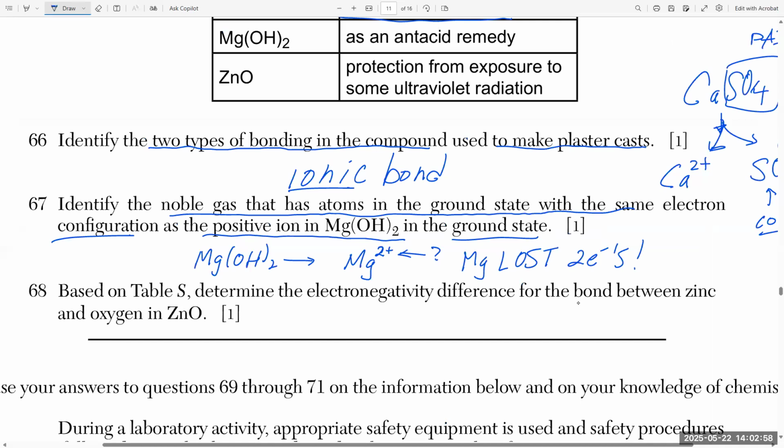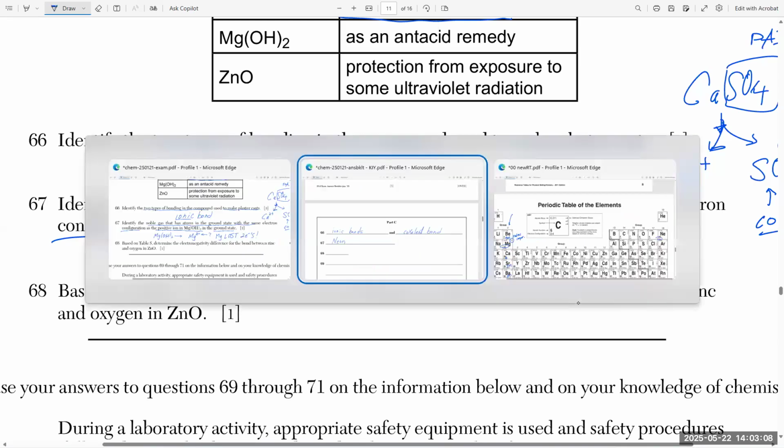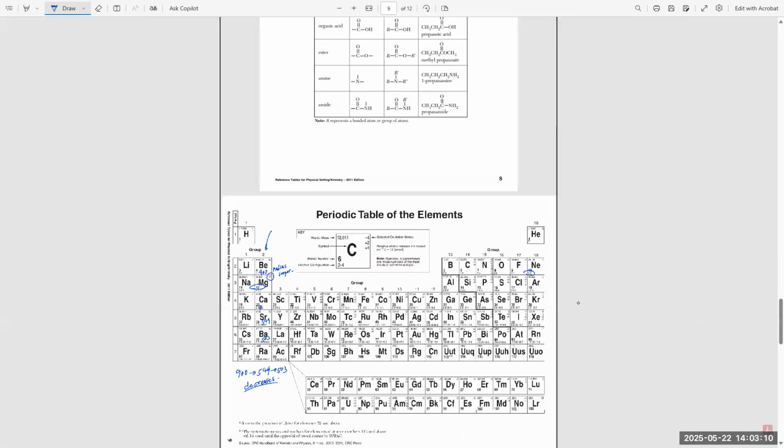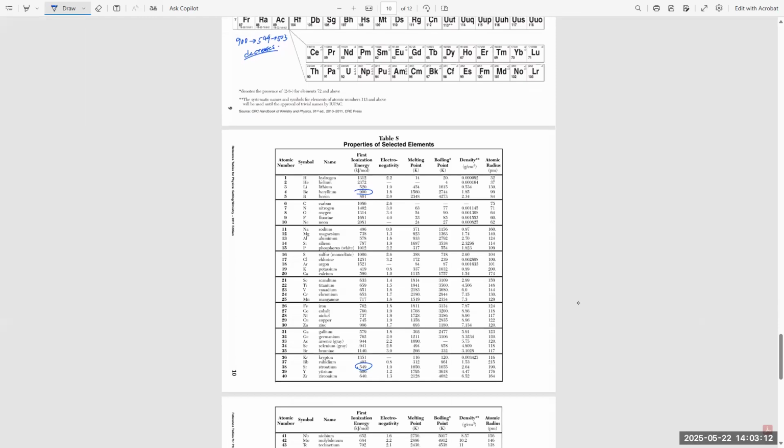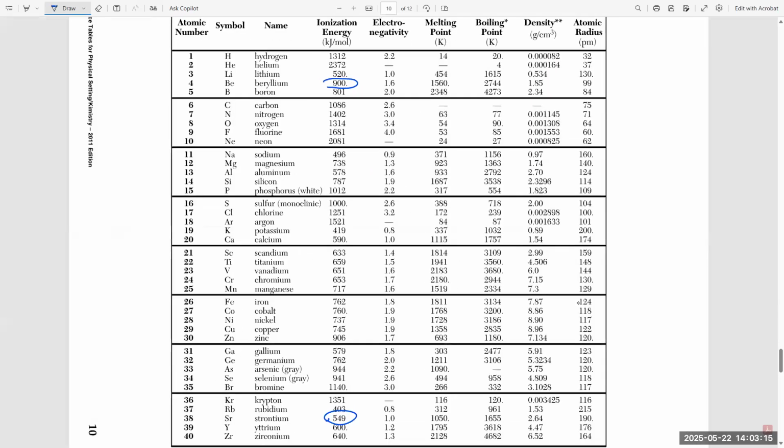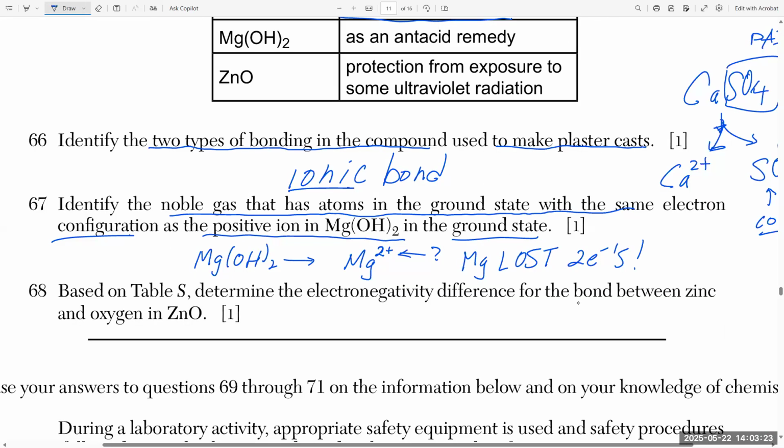Based on table S, I don't know what that is, determine the electronegativity difference for the bond between zinc and oxygen in ZnO. Okay? Based on table S, I think that's the table after the periodic table, right? Pretty sure, right? Now, I already circled it for you guys, right? Beryllium, no, I didn't. Did I? Nope, I did not. All right, so we're looking at, what is it again?